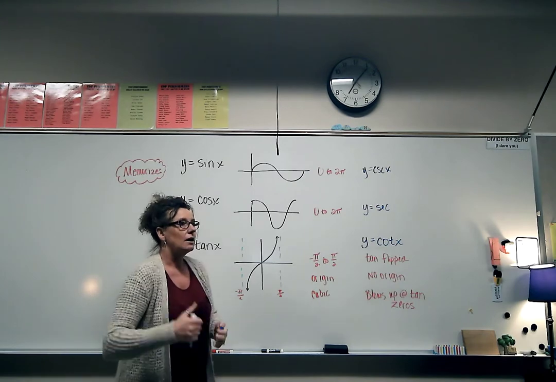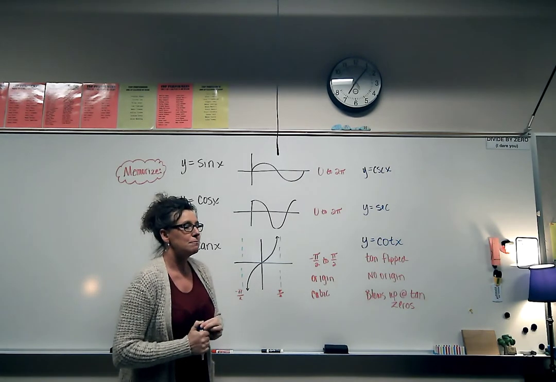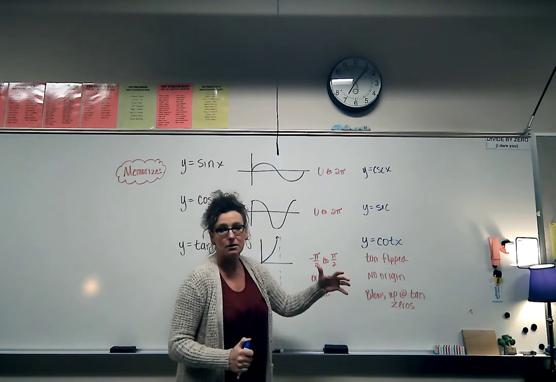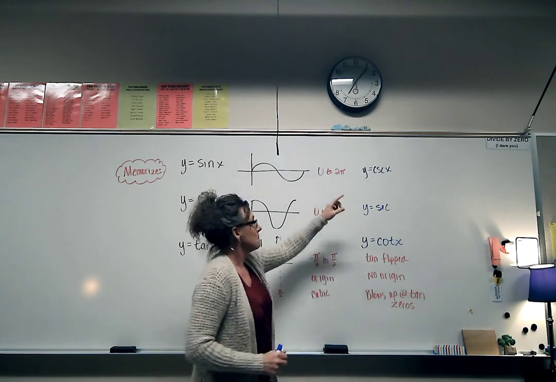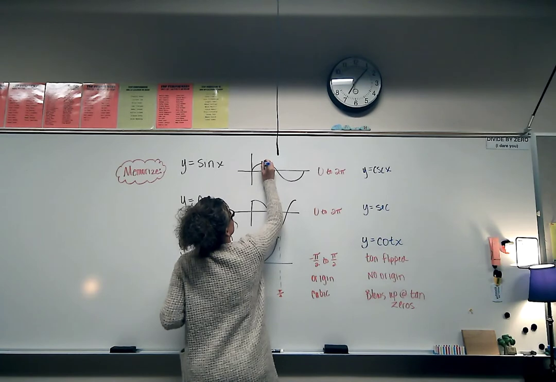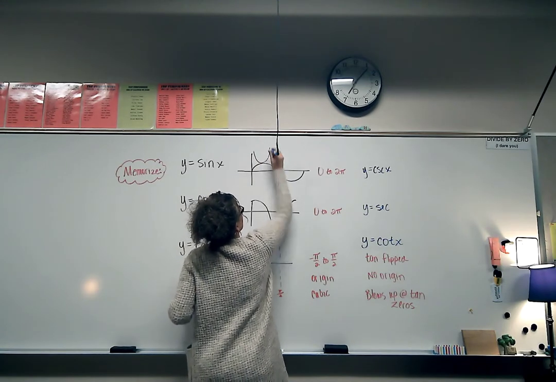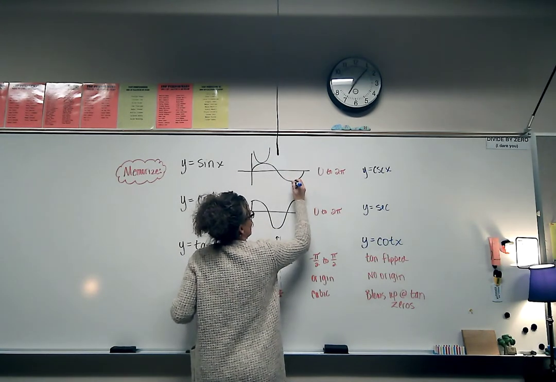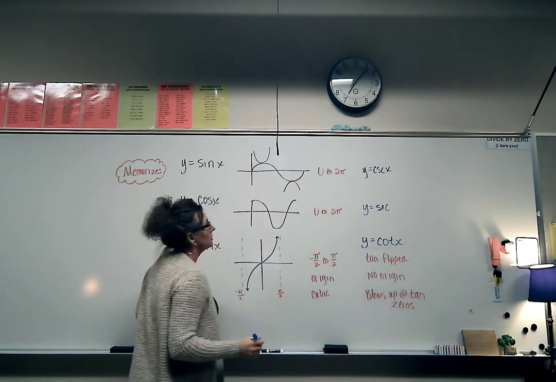Now, what do you have to remember to get to cosecant? Not much. Make sure you pair cosecant with sine. Everywhere sine peaks, draw a little u. Everywhere sine valleys, draw a little u.